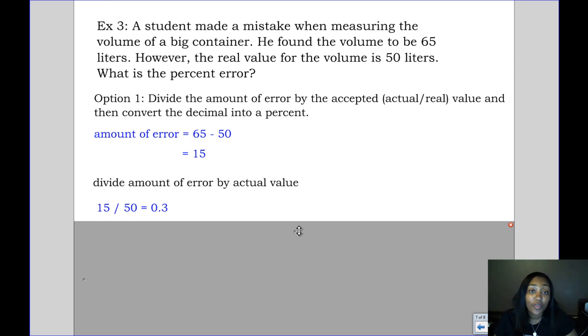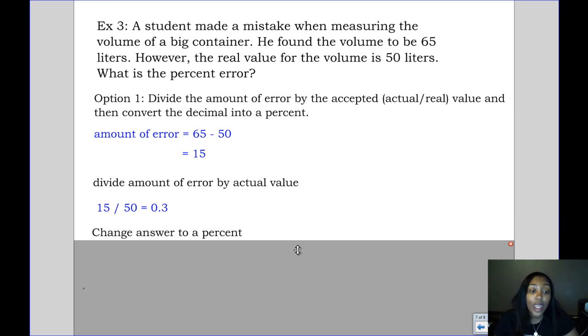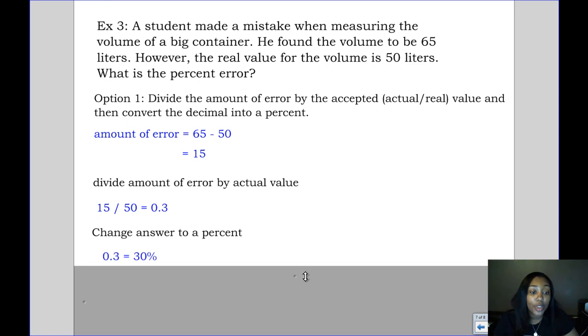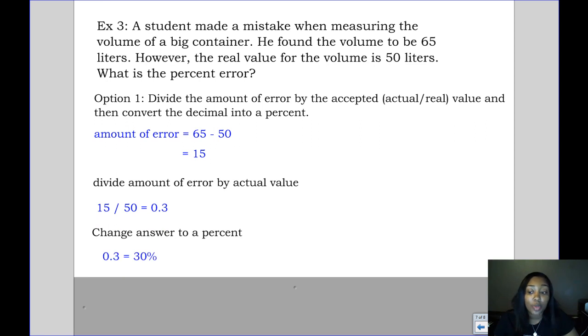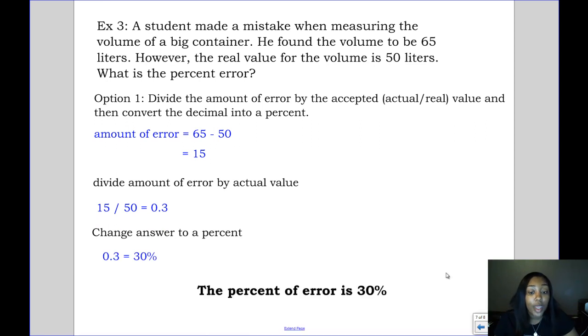So we're going to do 15 divided by 50, which will give us 3/10. Then we're going to change that answer to a percent. So we know 3/10 changed to a percent is 30%. So we know the percent of error is 30%. So we know that he had a 30% error in his calculation.